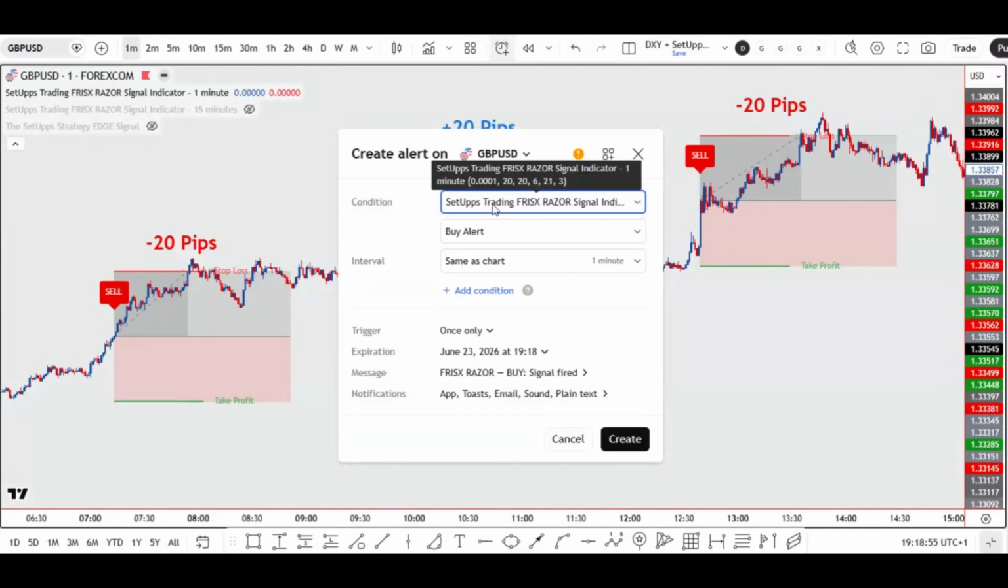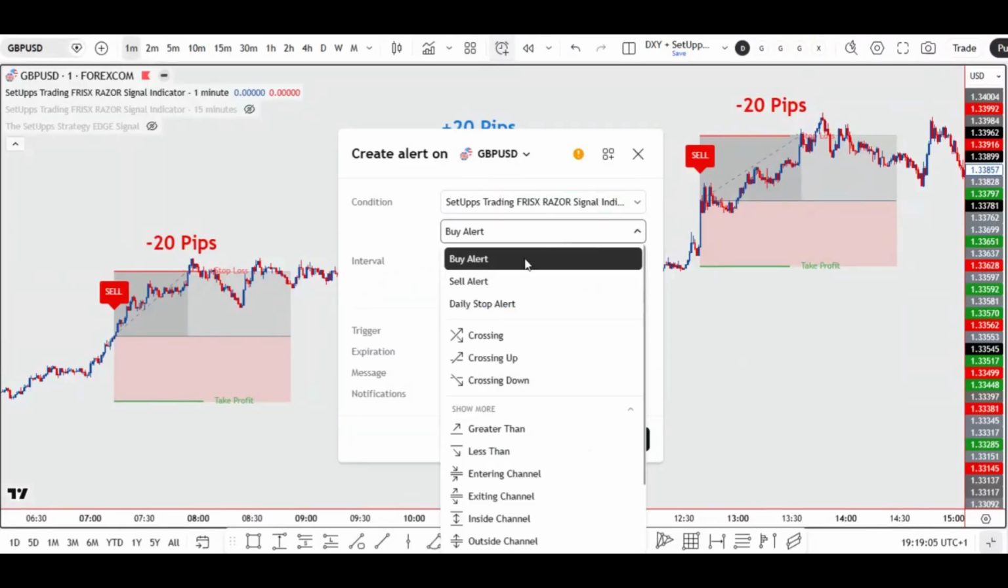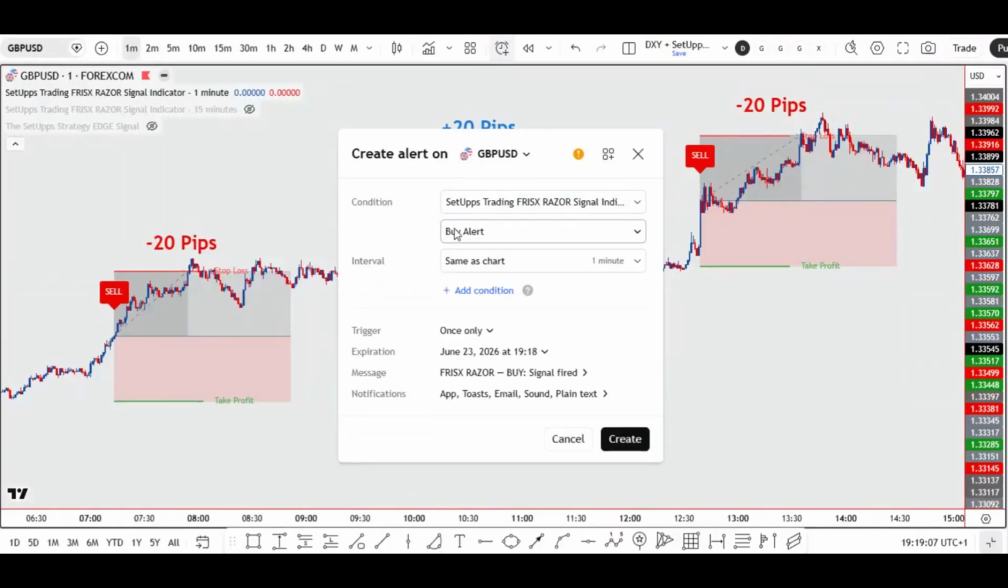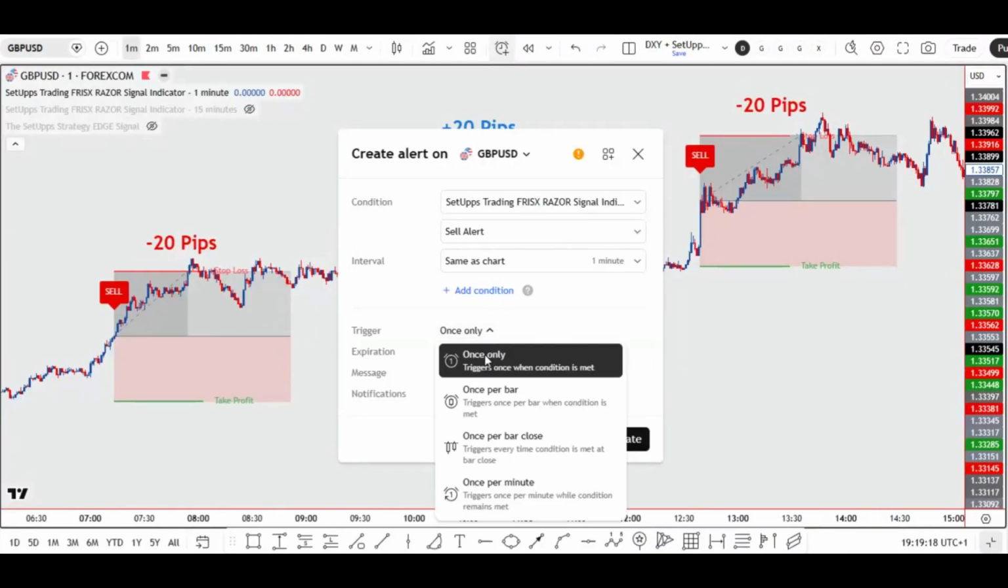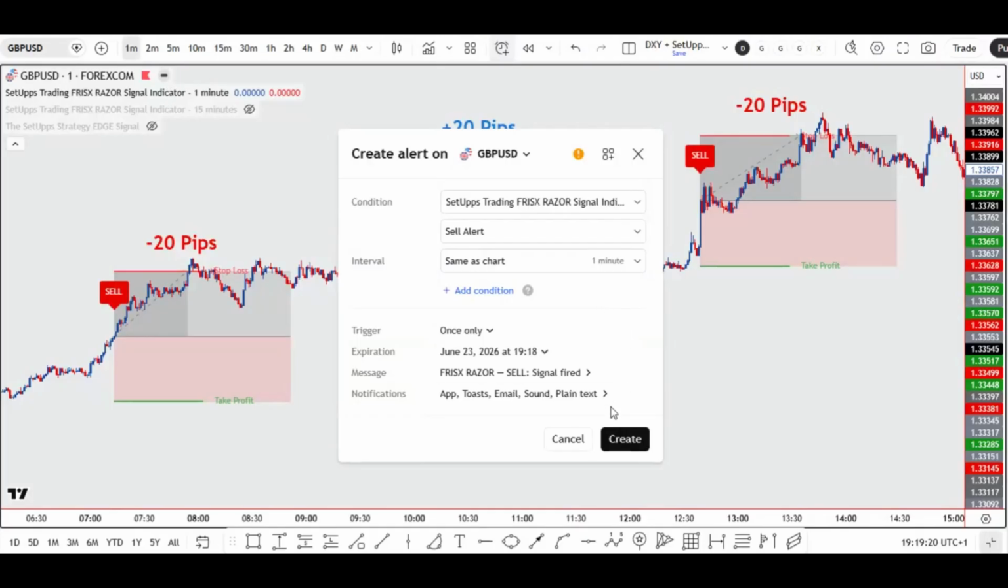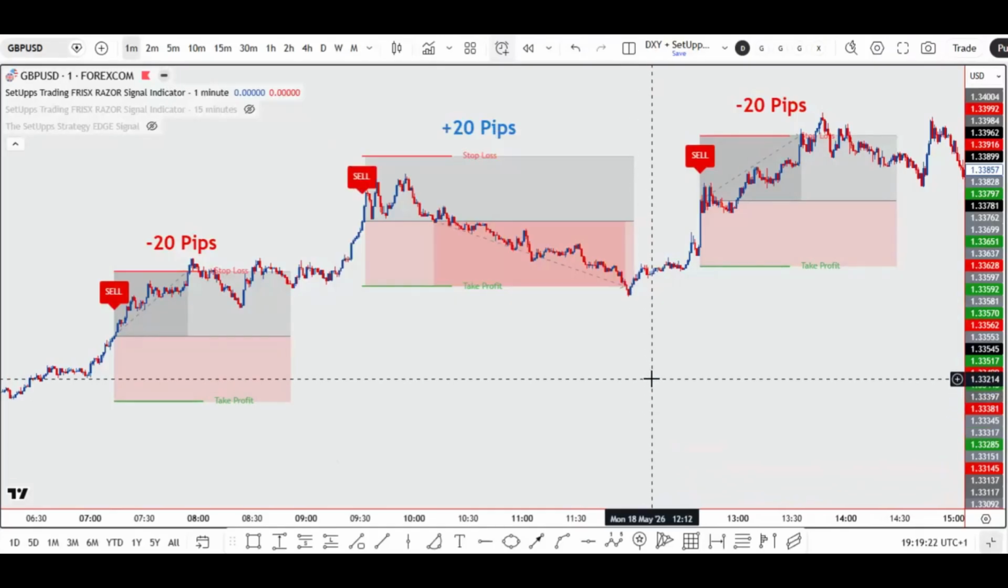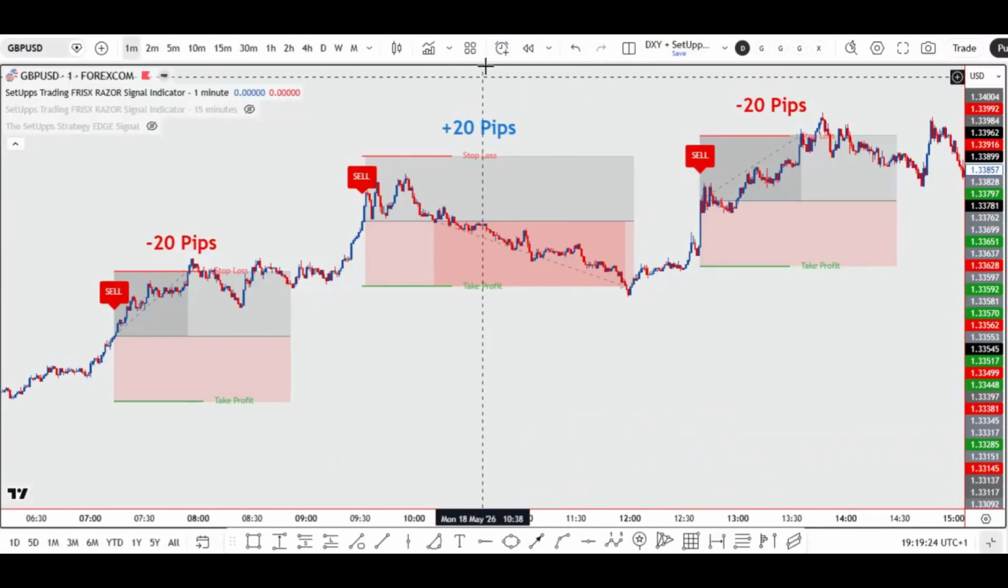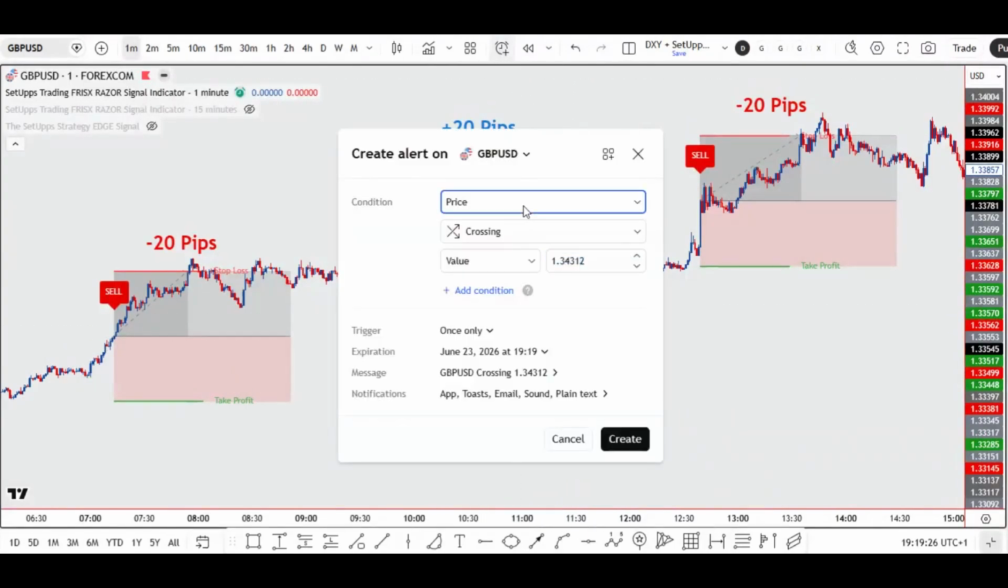So this is the Frisx razor indicator. This is the indicator that we're using, and then you set an alert. You can set sell as well, but you've got to do both. You set a buy. Let's do the sell first, just makes life a bit easier. Sell, and then you can just leave it as once. You've got once, and then just create the alert. Then you go again, and then you create another one.